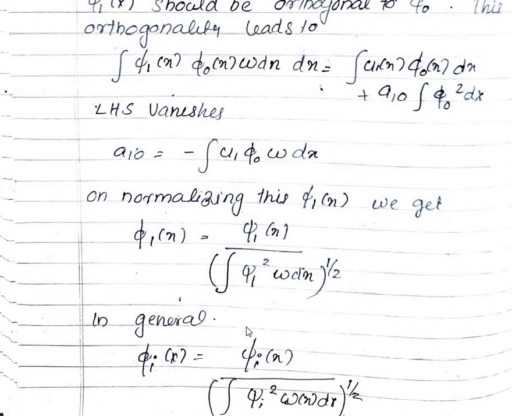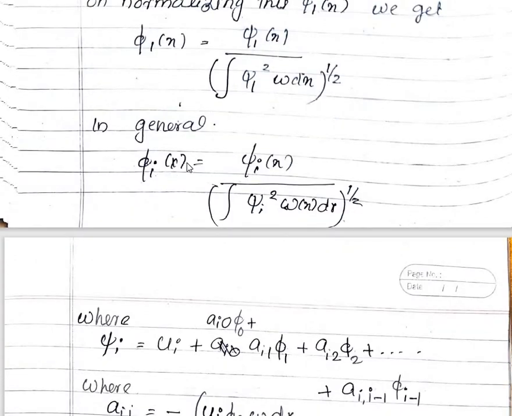In general, from any function psi i we will get phi i of x is equal to psi i of x divided by integral psi i square w of x dx whole raised to 1 by 2. In general, the function psi i can be found as psi i is equal to u i plus a i 0 phi 0 plus a i 1 phi 1 plus a i 2 phi 2, and so on, till a i i minus 1 phi i minus 1.